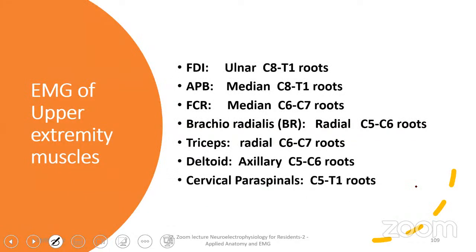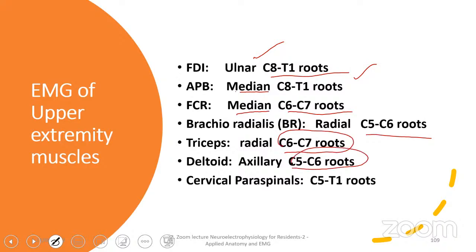So lastly, we'll see EMG of the upper extremity and then finish off. First dorsal interosseous, ulnar nerve, C8 T1 roots. Abductor pollicis brevis, median nerve, C8 T1 root. Flexor carpi radialis, median nerve, C6 C7 root. Brachioradialis, radial nerve, C5 C6 root. Triceps, radial nerve, C6 C7. Deltoid, axillary nerve, C5 C6. Cervical paraspinal, C5 to T1 roots.